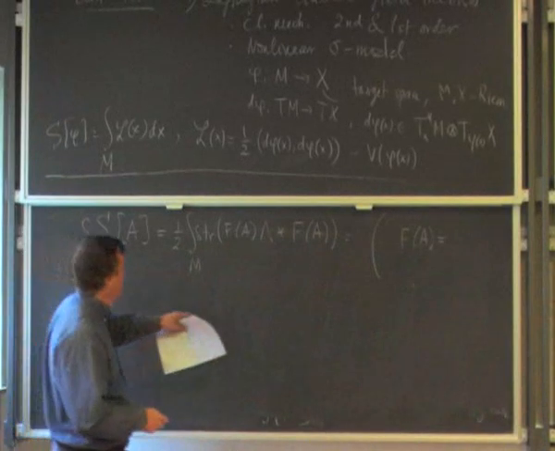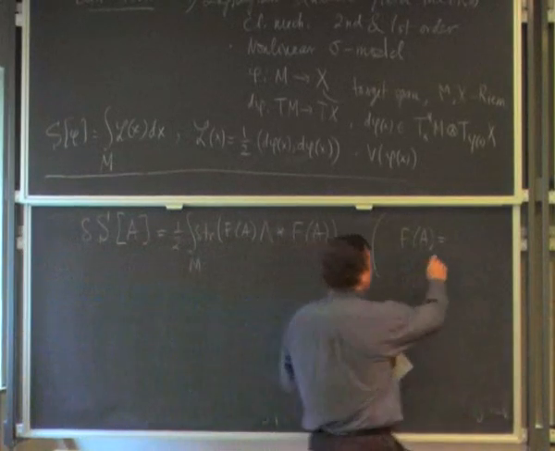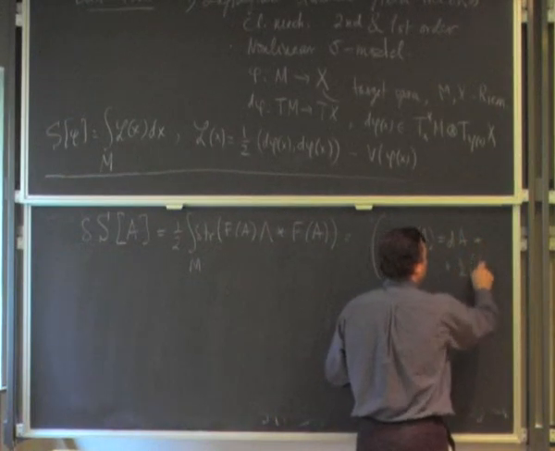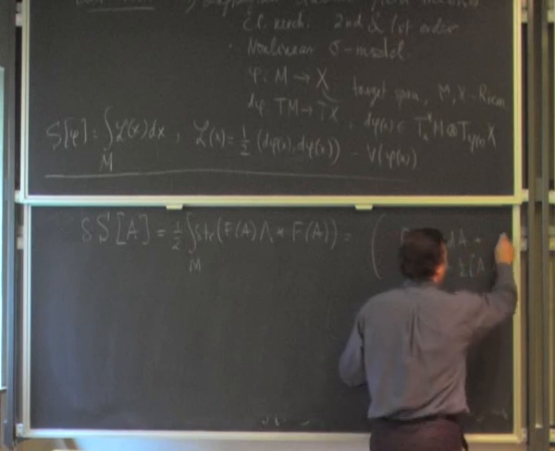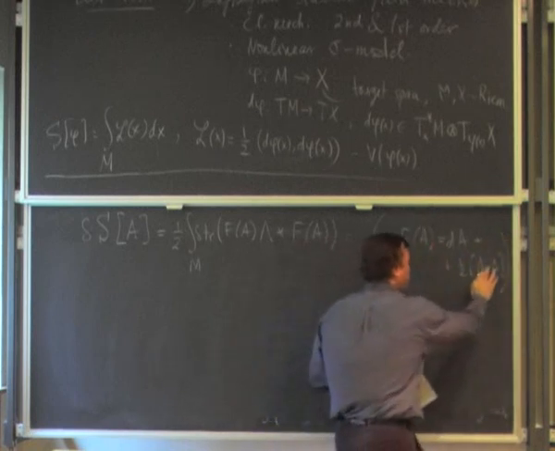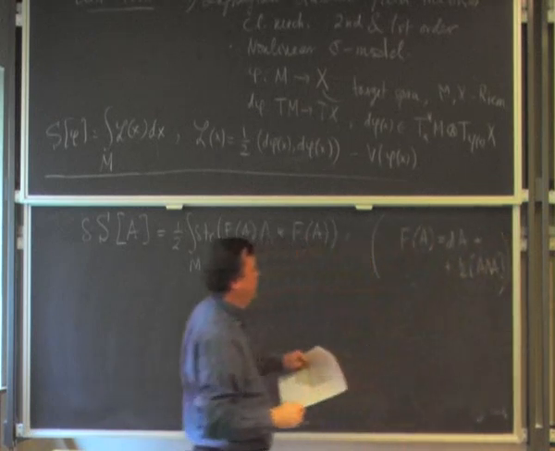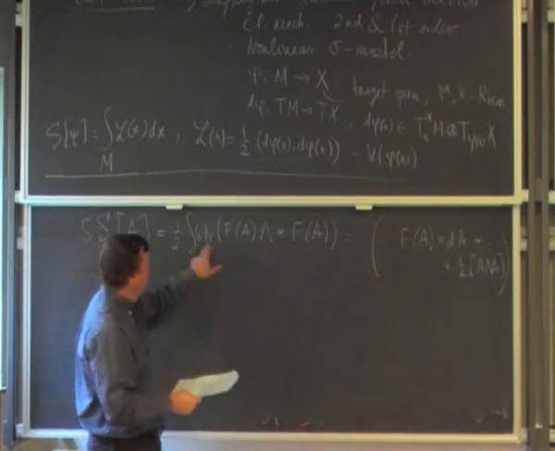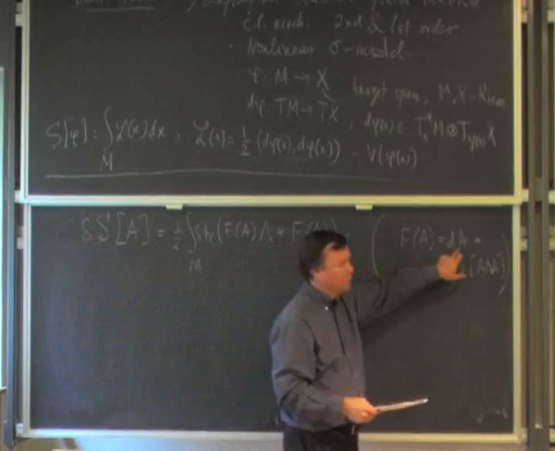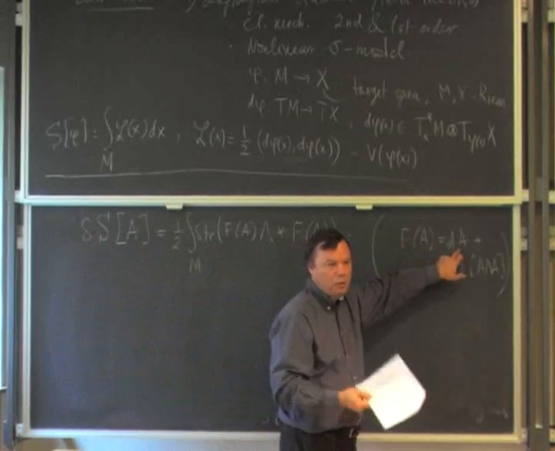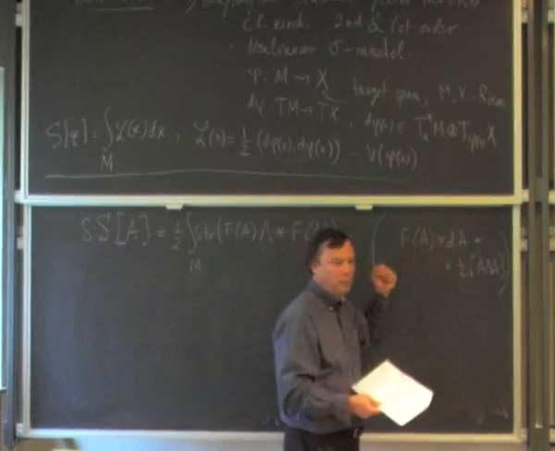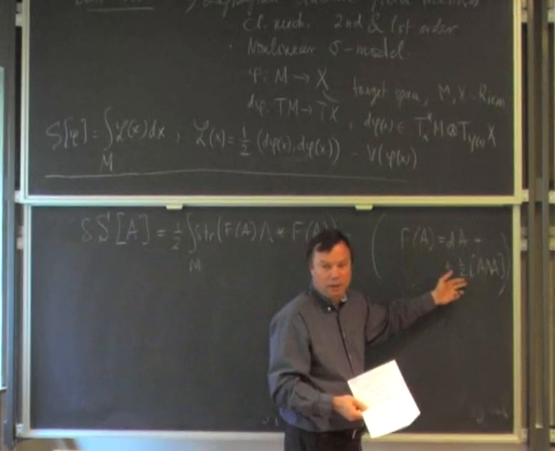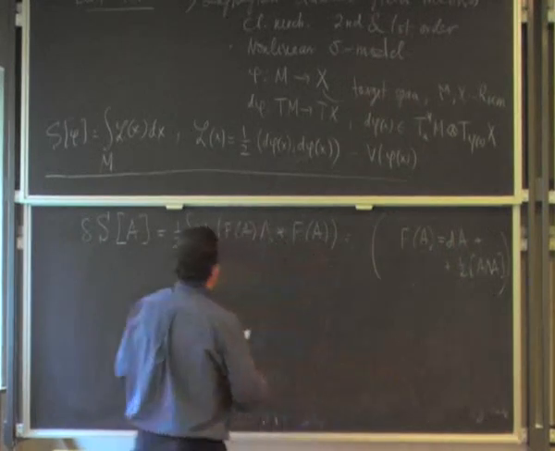So F of A is dA plus 1/2 [A wedge A], the bracket I defined last time. So you see, when you vary the first term, you will have d of the variation, and that's where you have to integrate by parts. When you vary the second term, you don't have such a thing, so you shouldn't worry about it.